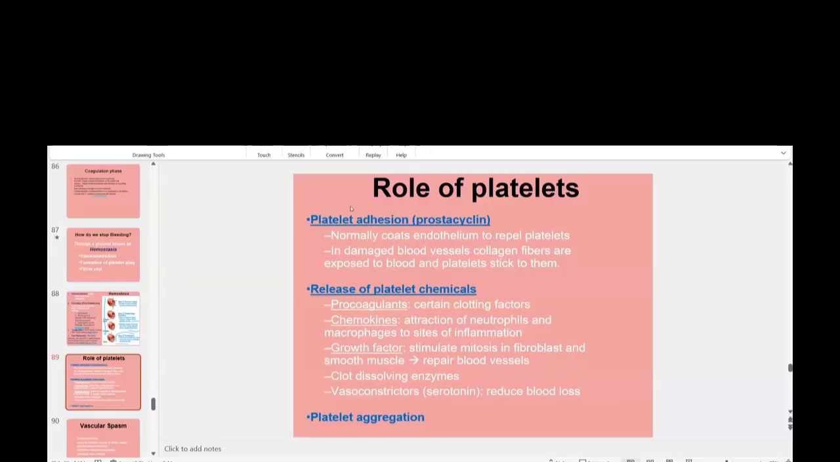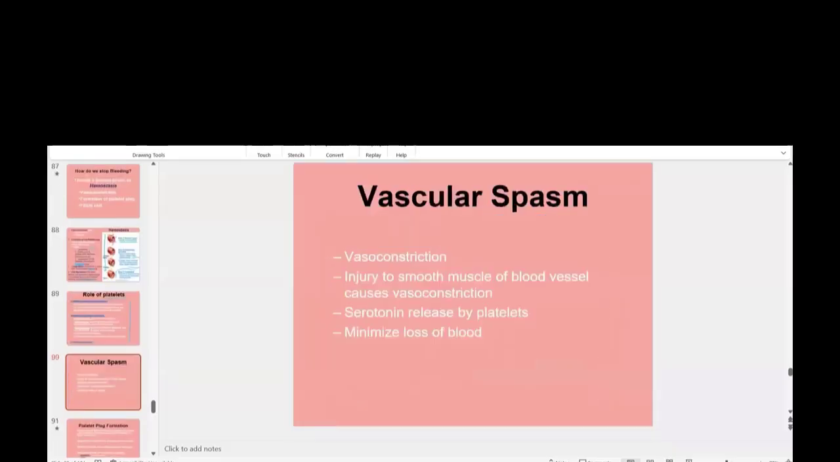Some growth factors are released. Then clot dissolving enzymes, vasoconstrictors, serotonin. All of these are present in the platelets and are the work of platelets. So platelets have too much work. They make the plug, they remove the plug. They initiate the plug, they attract the clotting to happen, they give the factors that play a role in clotting. So platelets are very, very important.